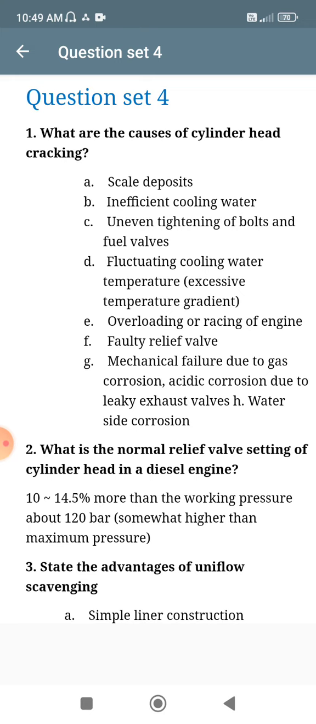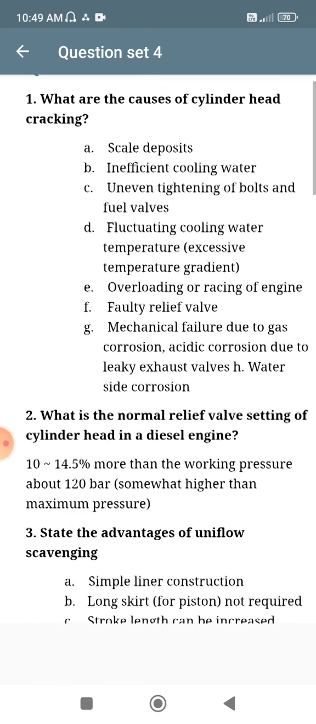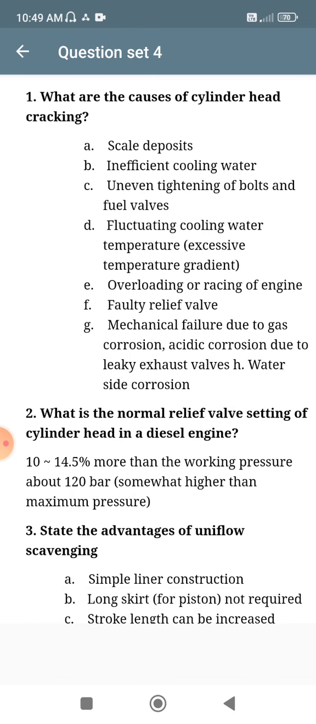Causes for the cylinder head cracking are scale deposit, inefficient cooling water, uneven tightening of bolt and fuel valve, fluctuating cooling water temperature, that means excessive temperature gradient, overloading or racing of engine, faulty fuel valve, mechanical failure due to gas corrosion and acidic corrosion due to leaky exhaust valve, and water side corrosion.